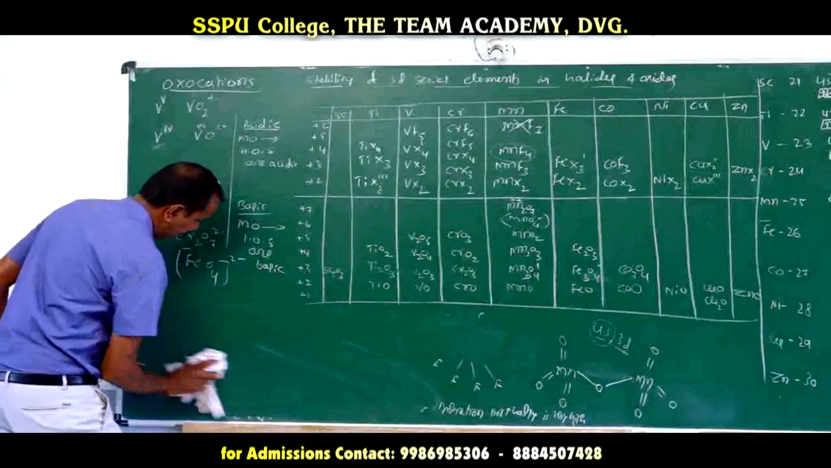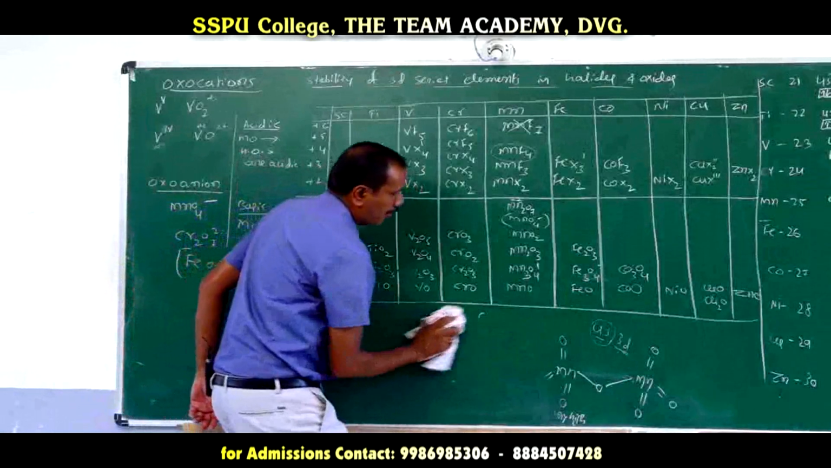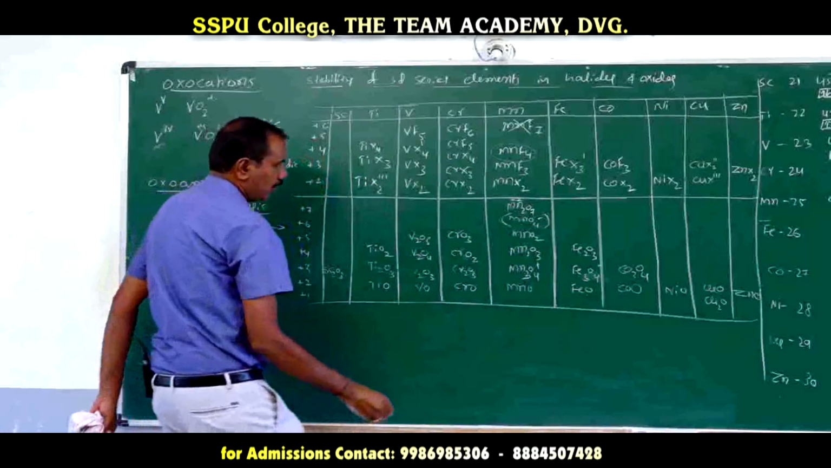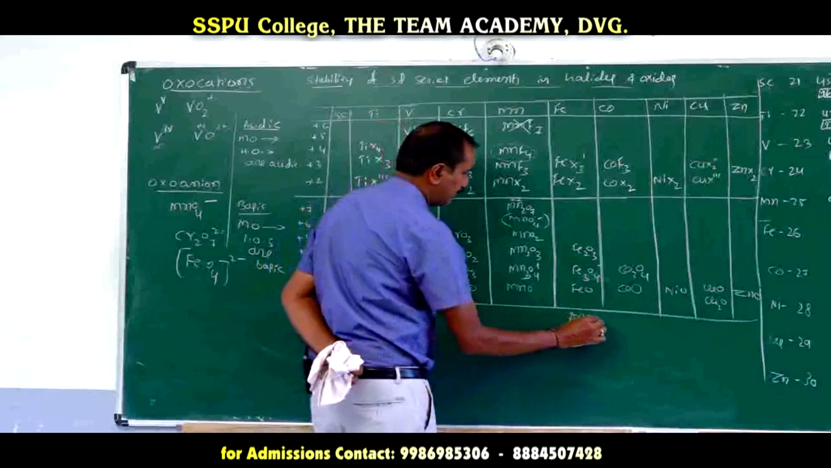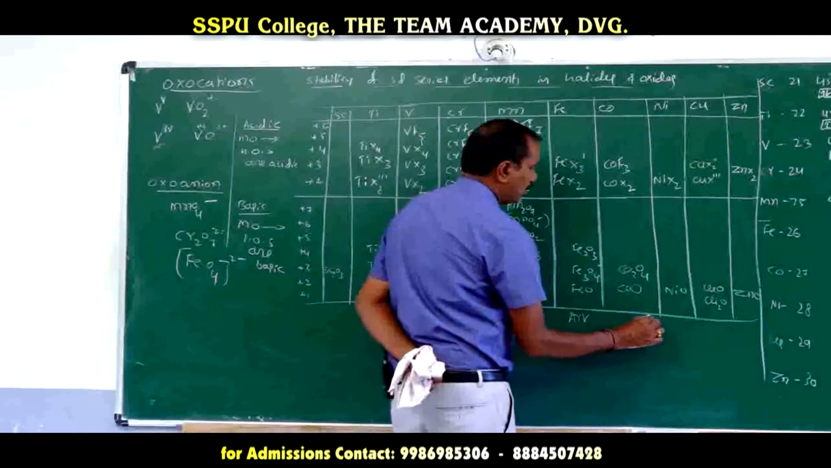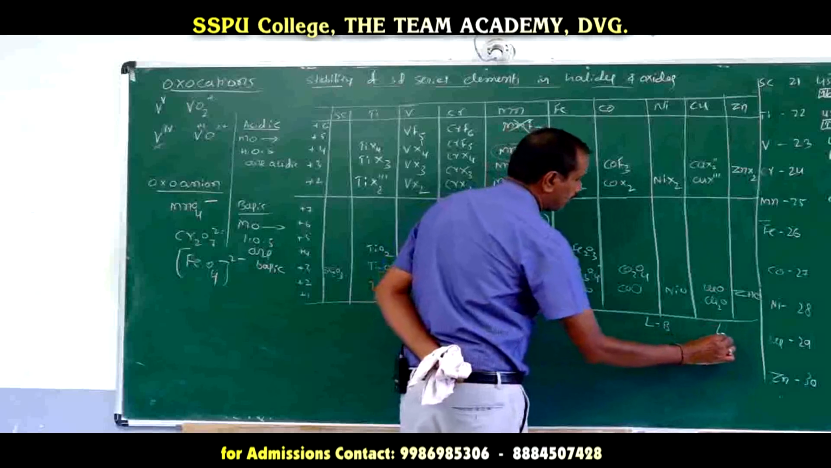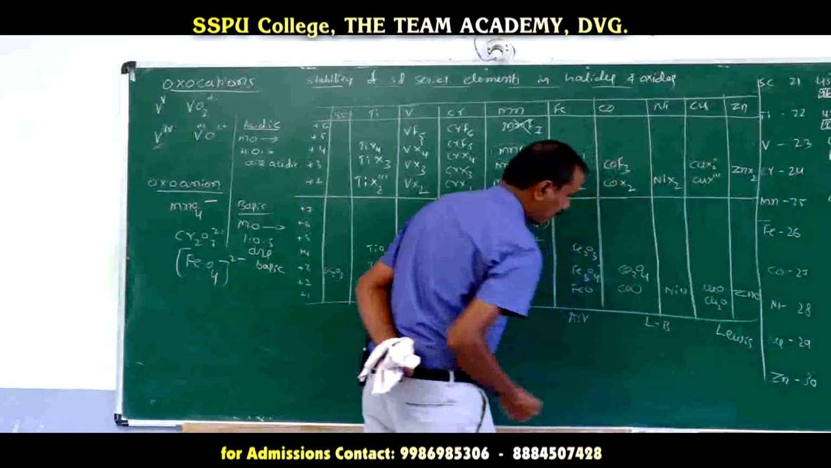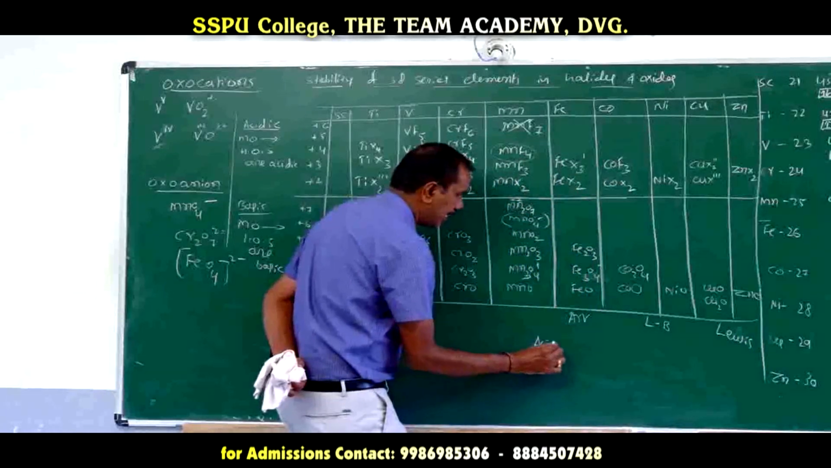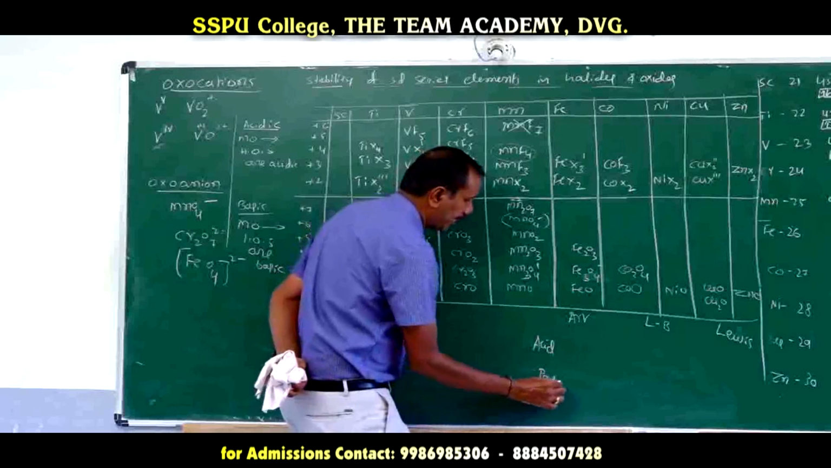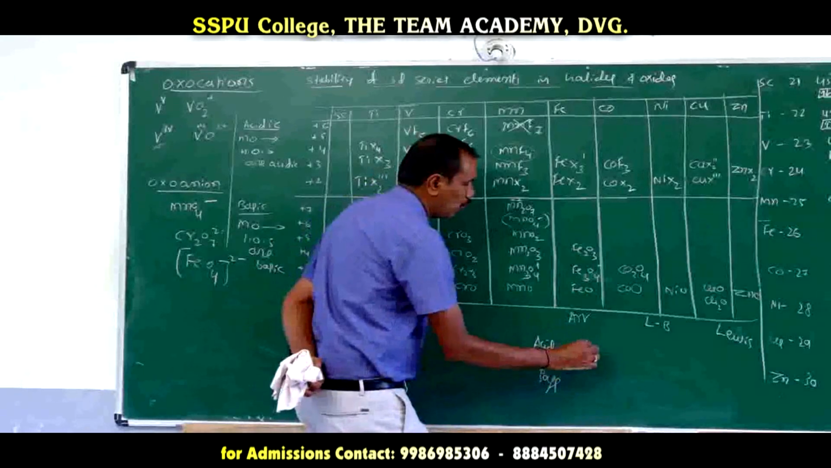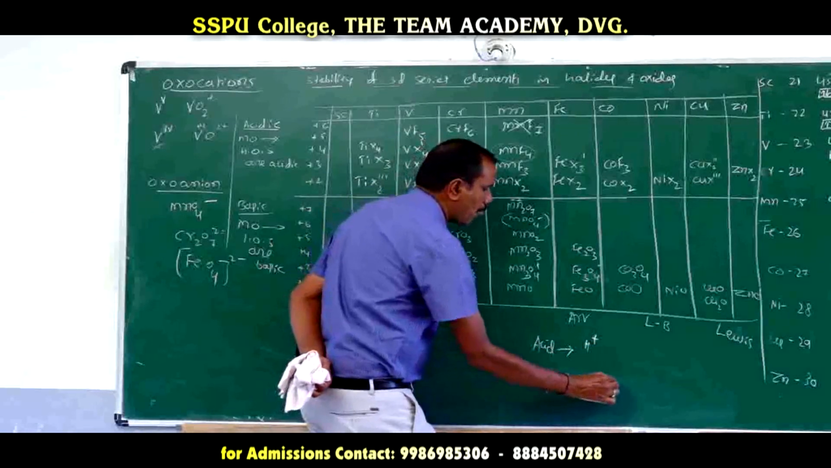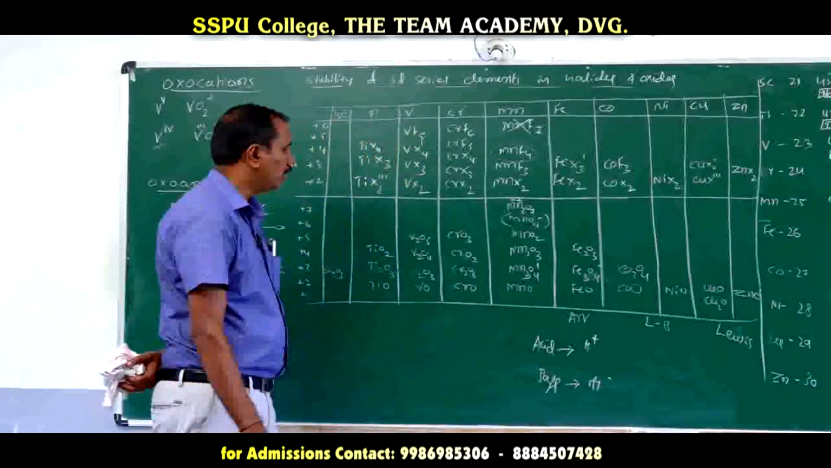In ionic equilibrium, we know the concept of Arrhenius theory. We know the Lowry-Bronsted theory. We know the concept of Lewis theory. What is an acid according to Arrhenius? What is a base according to Arrhenius? One which dissociates to give a proton in aqueous media is called an acid. One which dissociates to give OH minus ion in aqueous media is called a base.